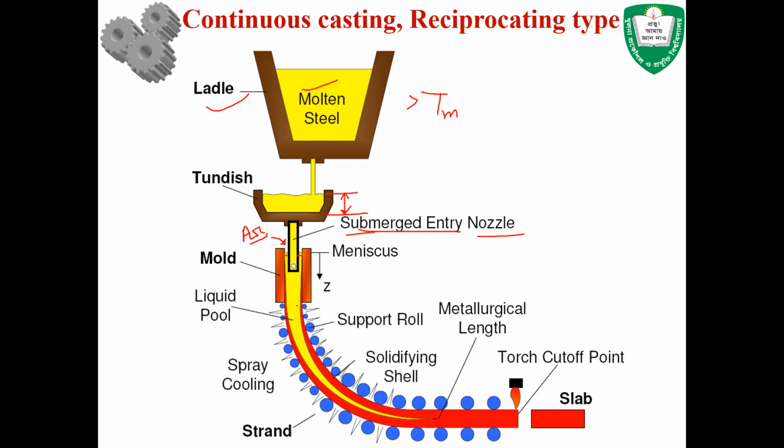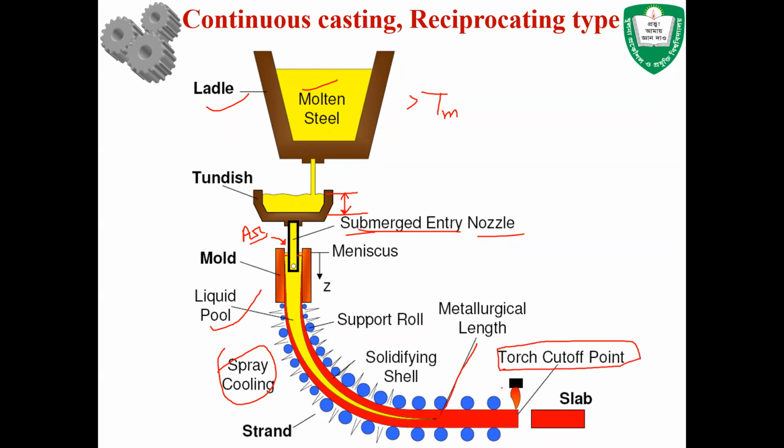And the yellow region actually shows that this is the liquid pool. That means the liquid metals remain liquid. Once the spray cooling is applied in the roller region, the material's outer shell thickness gets increased and increased. At the end, the outer shell gets completely solidified in this region. So before this place, you should not position the torch cutoff point.